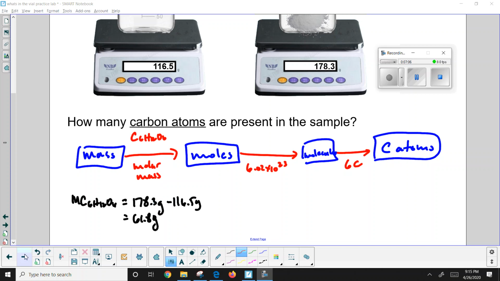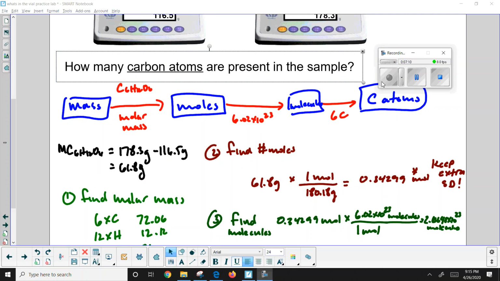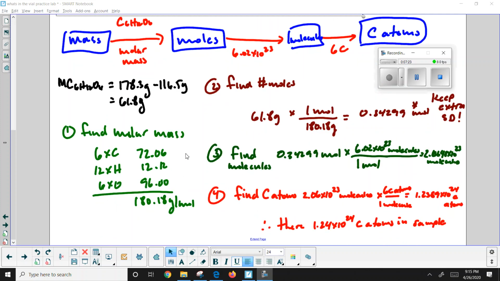And now what we can do is the following. So what I'm going to do is from the mass, I'm going to determine the molar mass and the number of moles. And then once I have the number of moles, I'll figure out how many molecules we have and then how many carbon atoms. So let's look at this. So for the molar mass, I'm going to have 6 carbon atoms, 12 hydrogen atoms, and 6 oxygens. So for a total of 180.18 grams in 1 mole of this glucose.